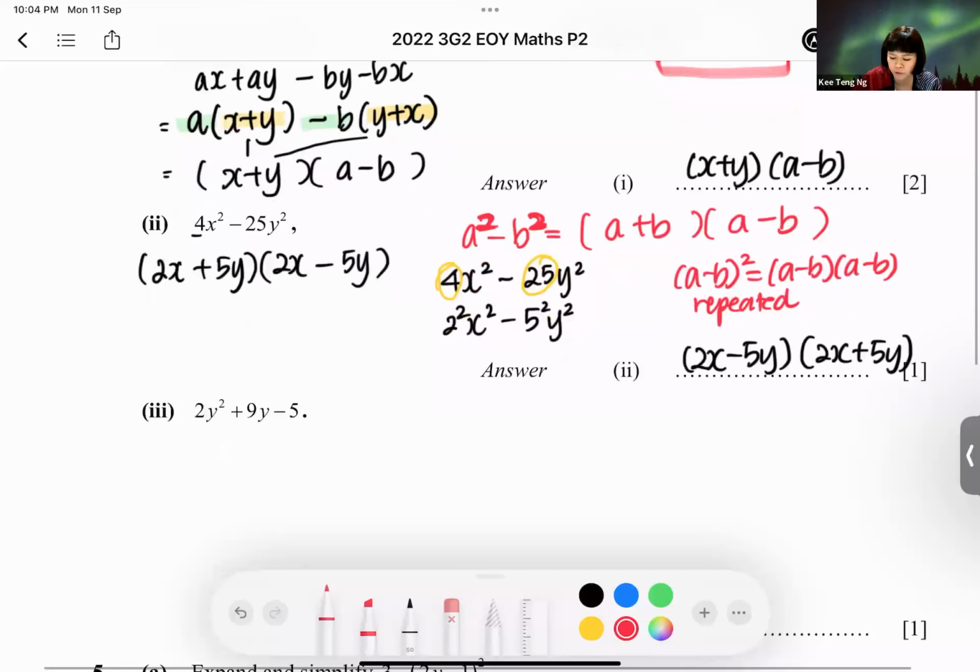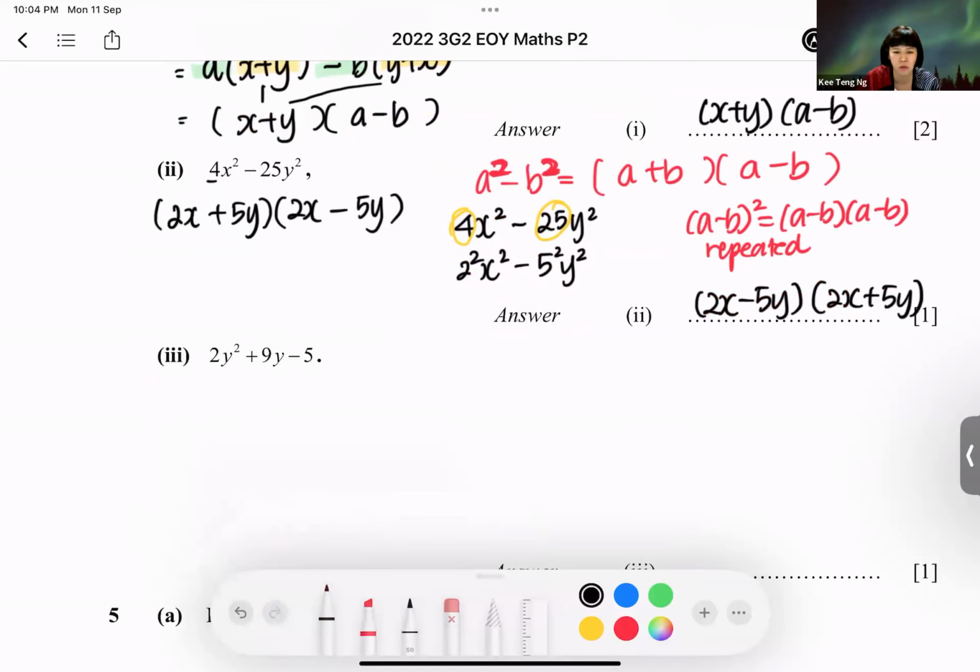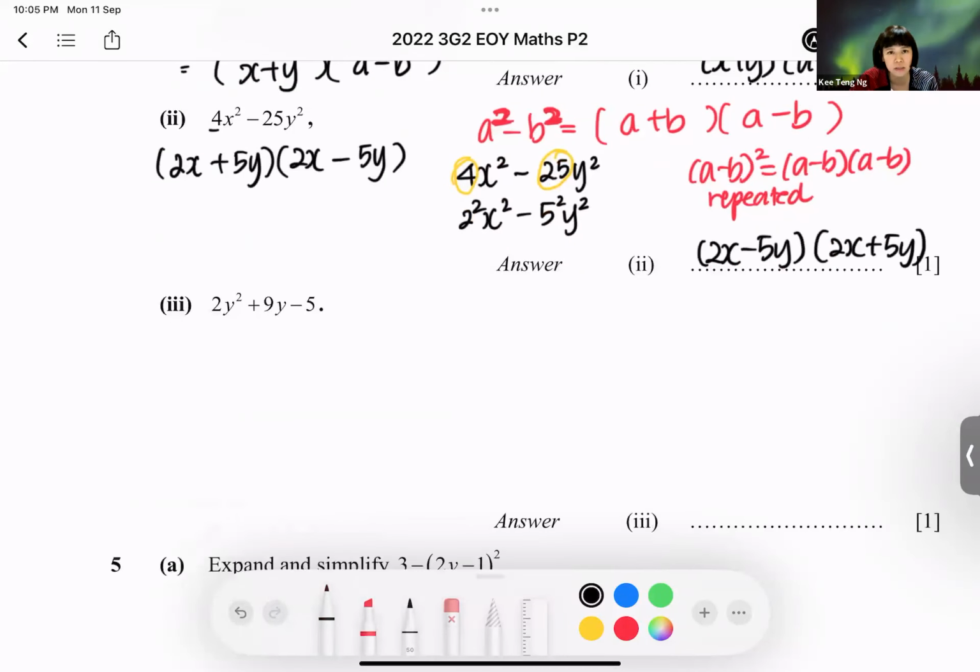Next one, how do we factorize this? This one, use your different methods. Some use the calculator, some use the trial and error, some use the box method.